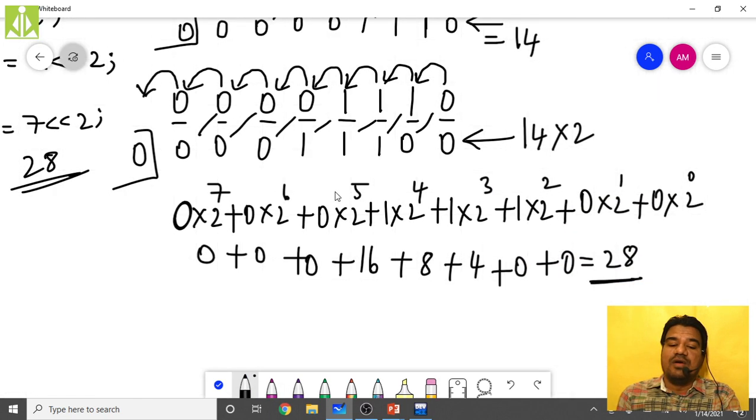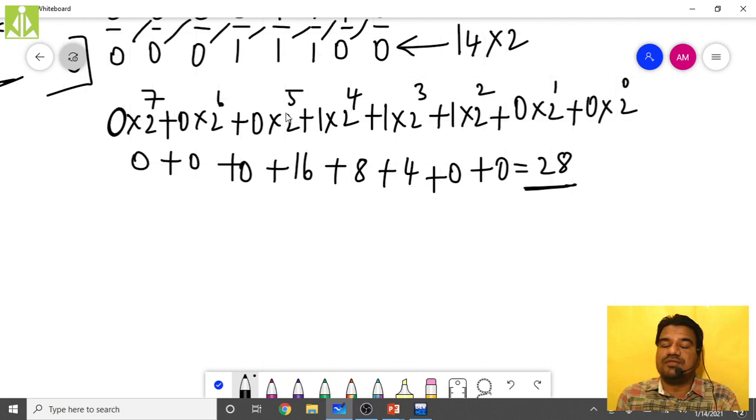So with every left shift, your actual operand value will get multiplied with 2. Actual operand value will get multiplied with 2 with every left shift you perform. You remember this. You write it down in a notebook if possible. With every left shift operation, the actual value of the operand will get multiplied with 2.